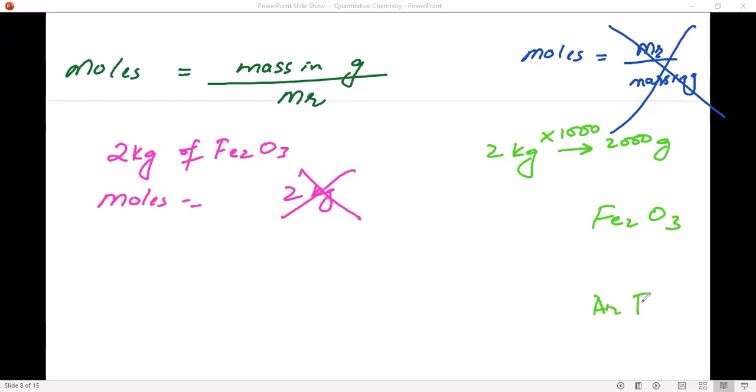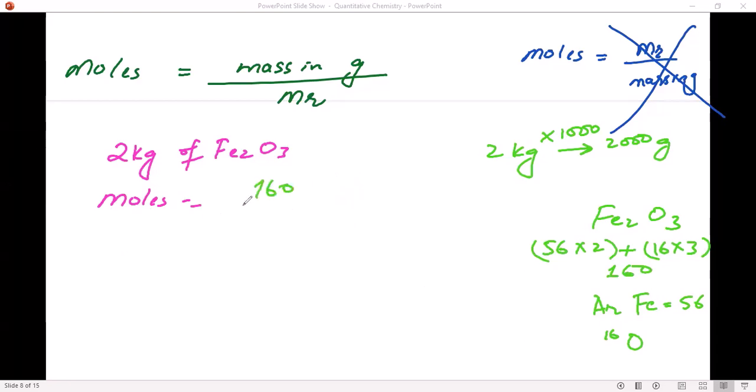The AR, relative atomic mass of iron, is 56. So there are 2 irons, so 56 times 2. For oxygen, its AR is 16, but there are 3 oxygens, so multiply by 3. When you solve it, you will get 160. When you need to calculate moles, put 2,000 gram here and divide this by 160 gram per mole, which is the unit. So the answer you will get is 12.5 moles.